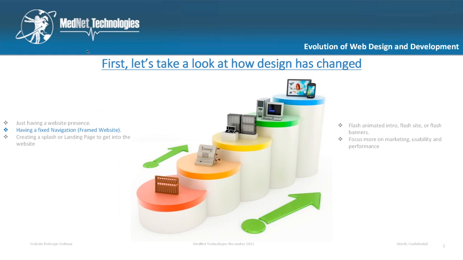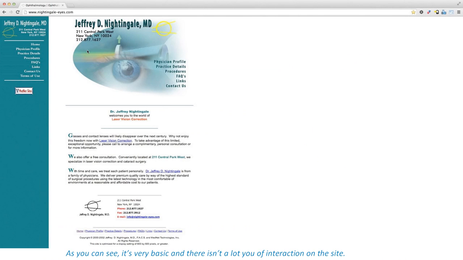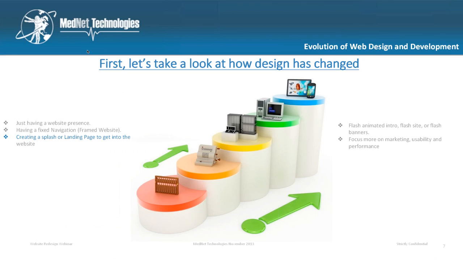What was the next thing that came into effect? A lot of requests I got were for creating a splash or landing page. Now, why were these pages popular? What these pages are, they were ways to get into a website. So for instance, there were options that needed to be selected at the very beginning of the homepage. High bandwidth, low bandwidth, English, Espanol, flash, non-flash were kind of options that you would see at the beginning of a landing or splash page.